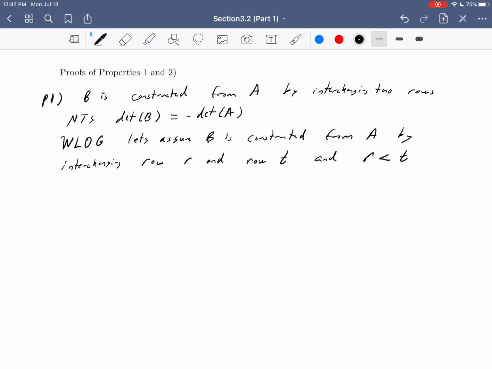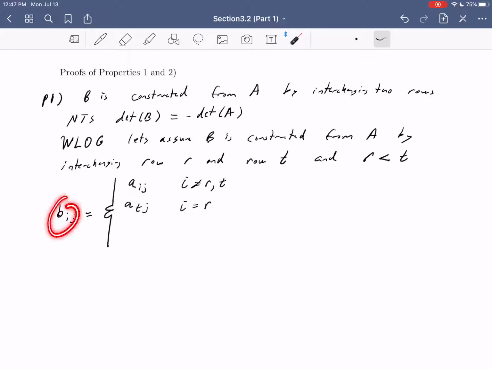Notice that that allows us to say that Bij, the ijth element of the B matrix, is Aij if you don't happen to be in one of these rows, so if i is not equal to R or T. It's ATj if i is equal to R, so the Rth row of B is the Tth row of A. And it's ARj if i is equal to T, so the Tth row of B is the Rth row of A. That's what it means to interchange here. So this is just saying what the elements Bij look like.